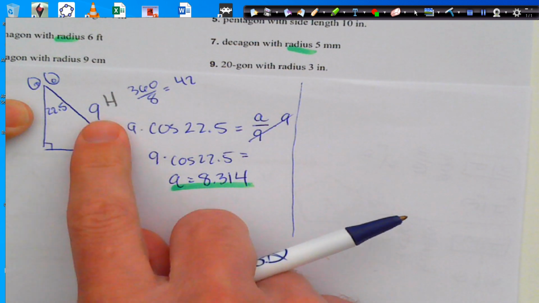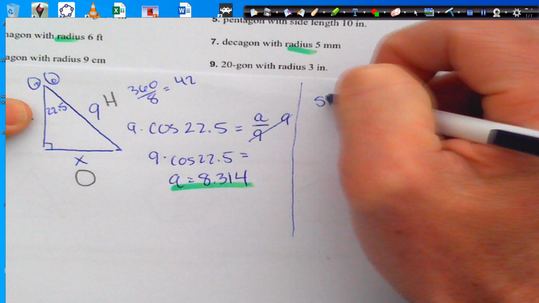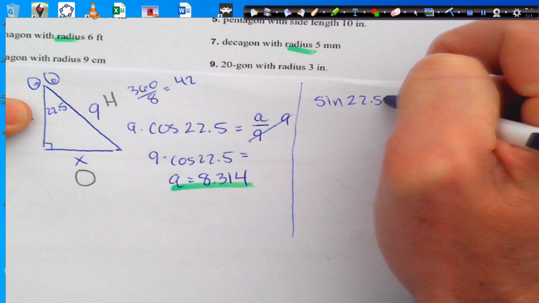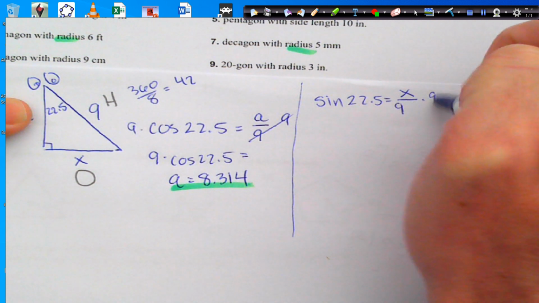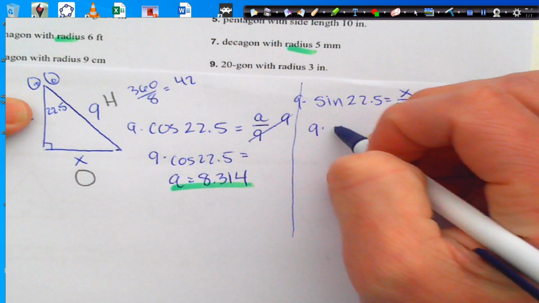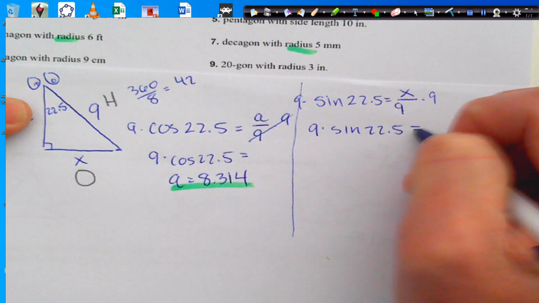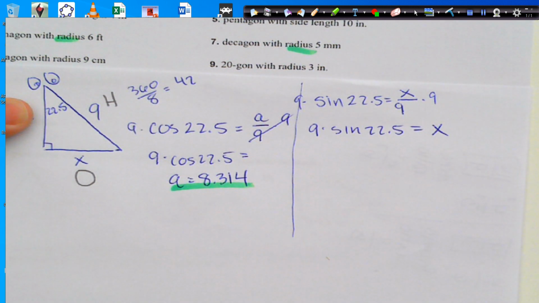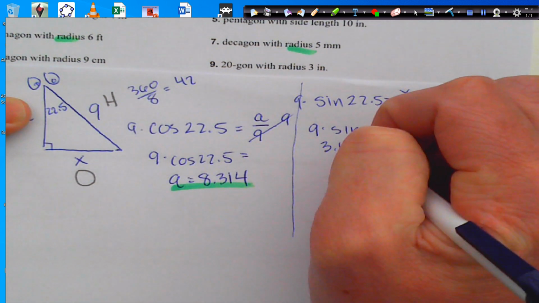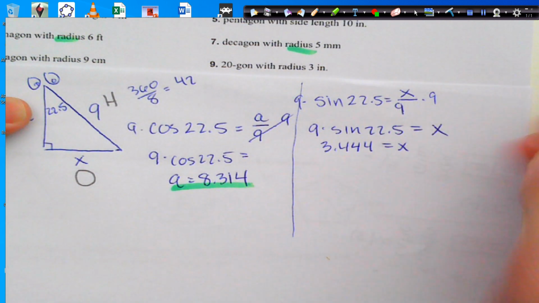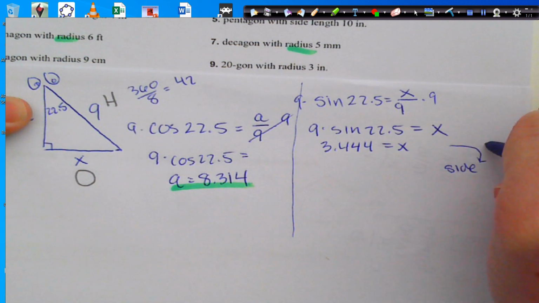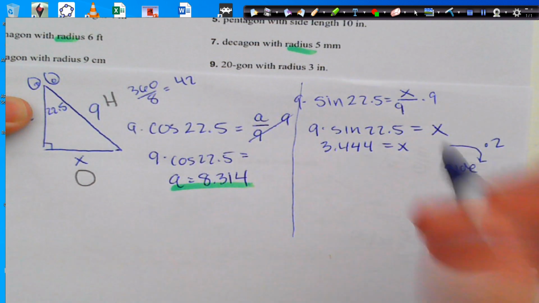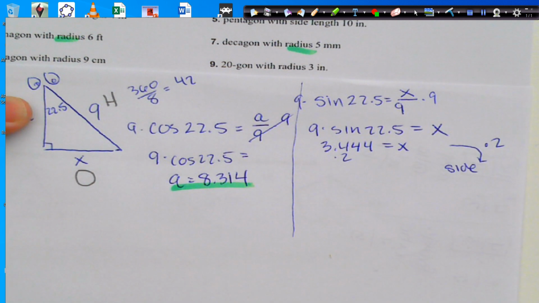So SOH, so we're going to do sine of 22.5 equals x over h, which is 9. Multiply the 9 out. So we get 9 times the sine of 22.5 is going to equal x. And that's 3.444 equals x. But then I want the side length. So to get from here to here, I need to multiply by 2. So we're going to multiply this by 2 in my calculator.